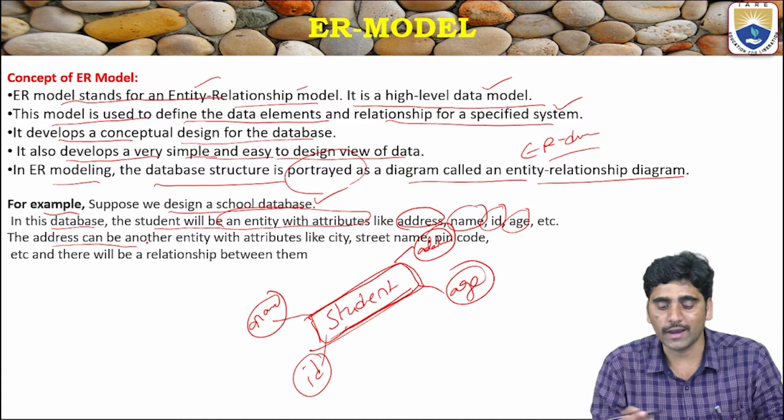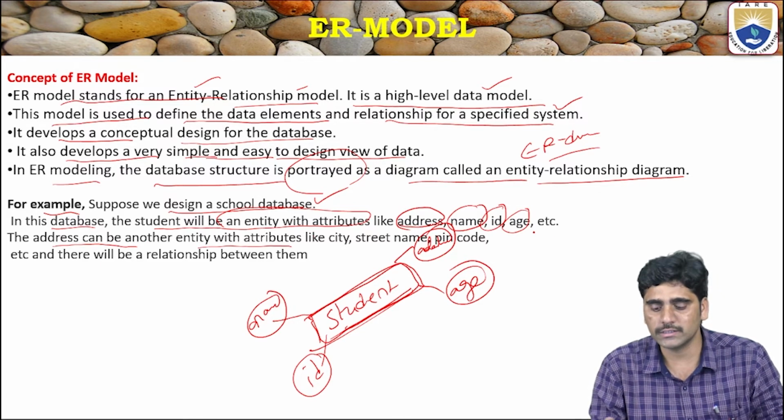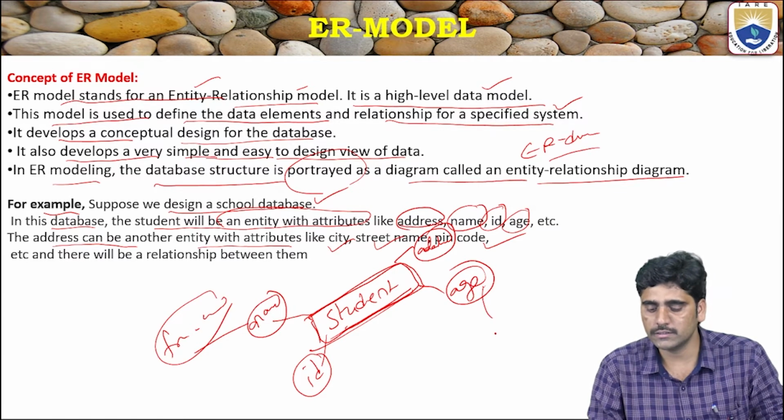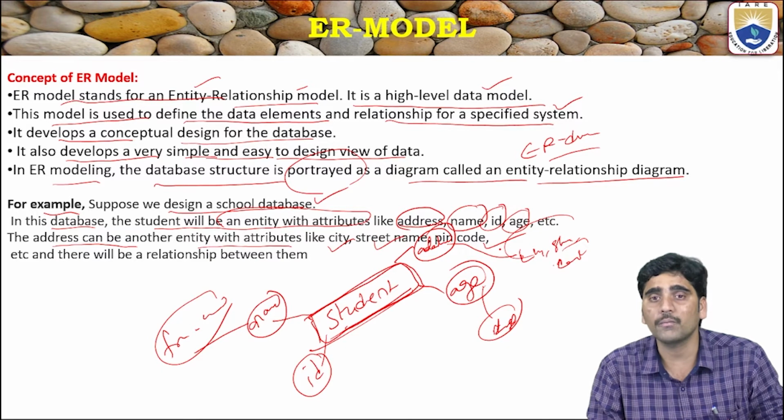Address can be another entity with attributes like city, street name, pin code. Here the name contains first name and last name as usual, and the age is derived from the date of birth, and the address contains the city of the location, the street number of the location, and the landmark of the location. So we have different types of attributes, and these are all properties of the real world object. That real world object is nothing but the entity.